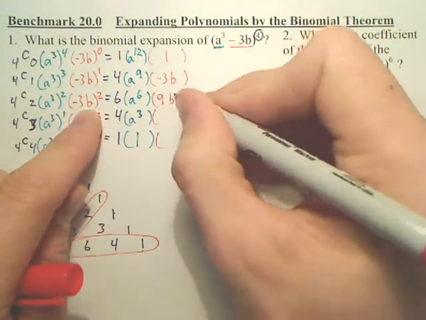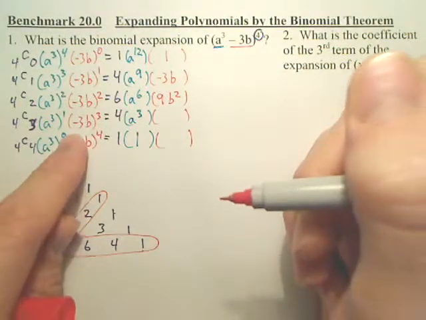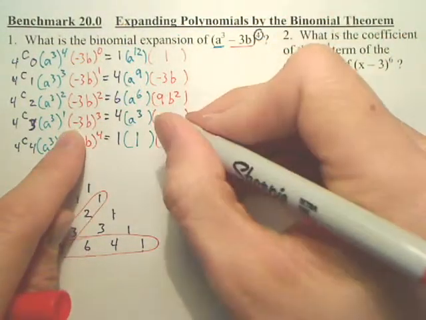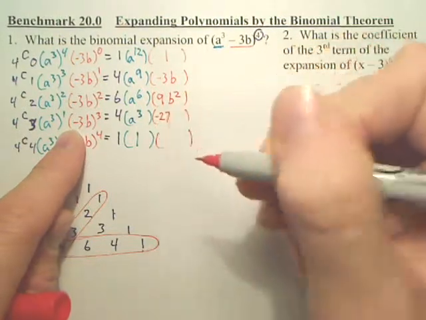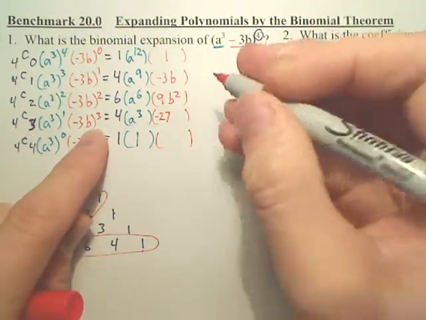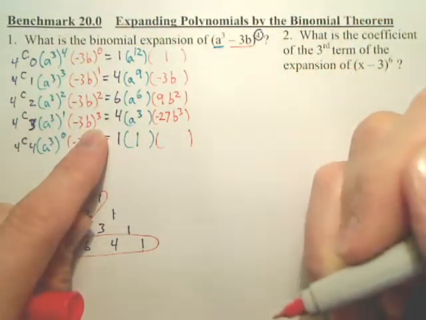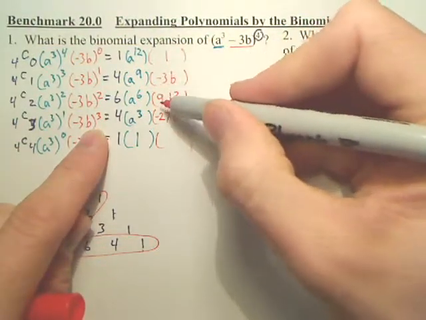B squared. Okay, what's negative 3b to the 3rd? Well, negative 3 times negative 3 times negative 3 is negative 27, and b times b times b is b to the third. Do you see a pattern? Aren't we just multiplying by negative 3 each time?